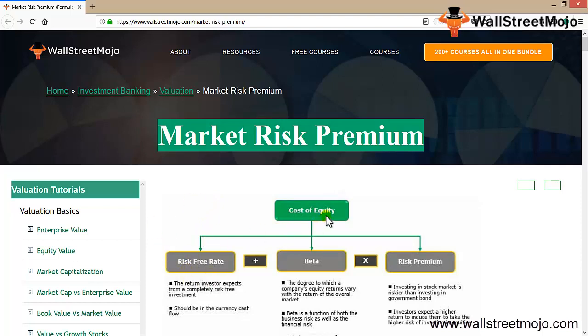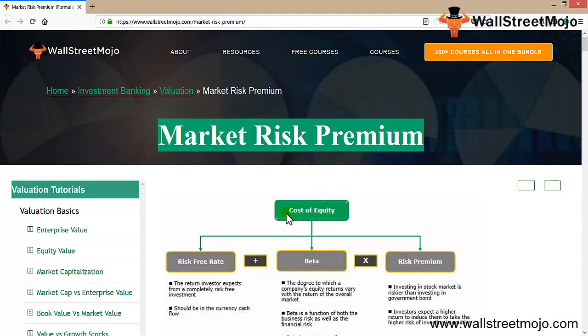Risk-free rate is the first component of the cost of equity as per the CAPM model, that is capital asset pricing model. Risk-free rate is basically the return which you get on the treasury bonds or treasury bills or the government bonds, and it should be in the currency of the cash flow. Beta is basically the sensitivity of the stock with that of the market, and the degree to which a company's equity return varies with the return of the overall market. So beta is a measure of systematic risk and is a function of both business as well as financial risk. Risk premium is basically the difference between your return from the market and your risk-free rate, because here we are trying to talk about what exactly the investor will get over and above the risk-free rate for taking the additional amount of risk, which is your risk premium.